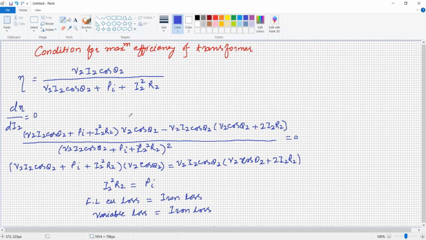So the maximum efficiency occurs when the variable ohmic losses, or variable copper losses, equal the fixed core losses. The load current at which the transformer gives maximum efficiency is the current corresponding to maximum efficiency. We have to find out under which loading condition the transformer should operate so that it will give the maximum efficiency, isn't it? Now, what would be the value of current at which the transformer will give the maximum efficiency?